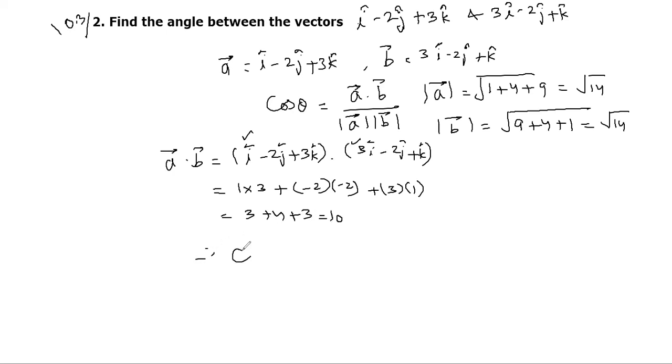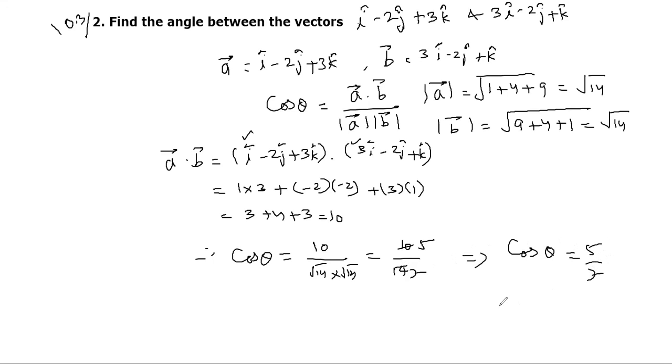So therefore cos theta is equal to A dot B, which is 10, divided by under root 14 into under root 14, which is equal to 10 by 14. 2 fives are 10, 2 sevens are 14. Therefore, cos theta is equal to 5 by 7 and theta is equal to cos inverse 5 by 7.